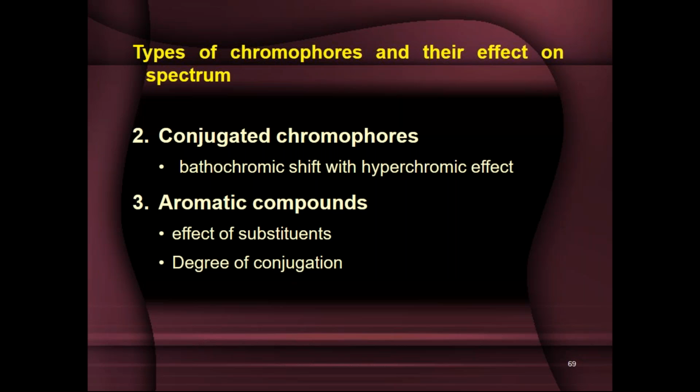Degree of conjugation, I have already mentioned with the example of benzene, naphthalene, anthracene, tetracene, pentacene, like this. If you go on increasing the conjugation from one ring to two rings, two to three, three to four, four to five, you will see again a bathochromic shift with a hyperchromic effect. So these are some effects that we see with different types of chromophores.